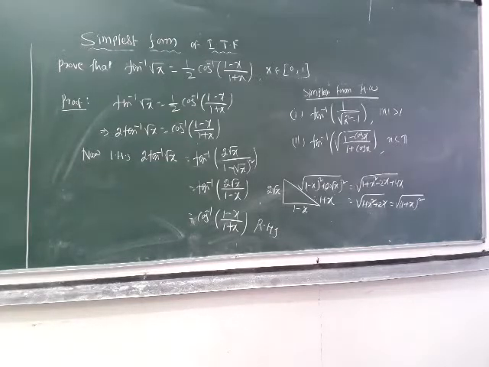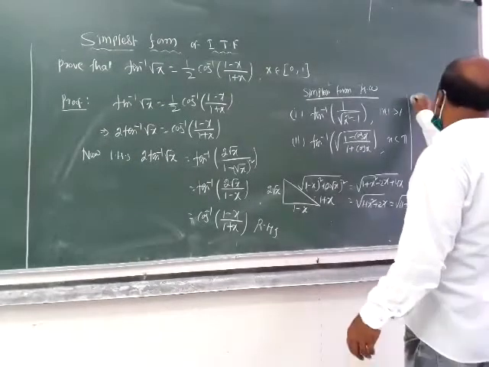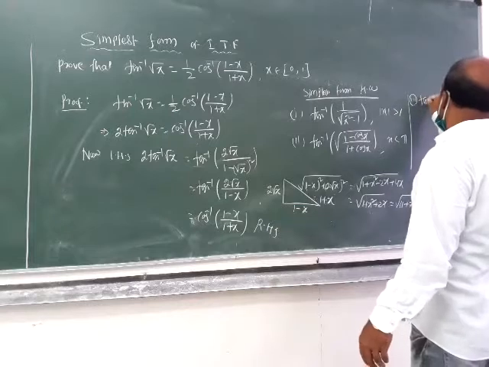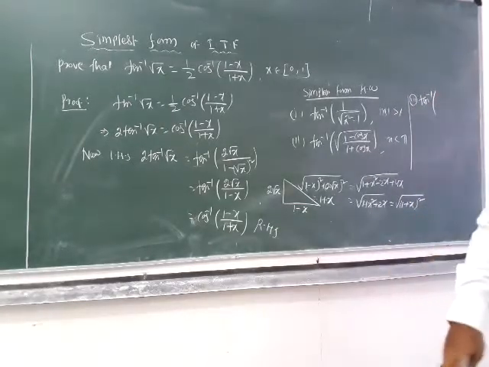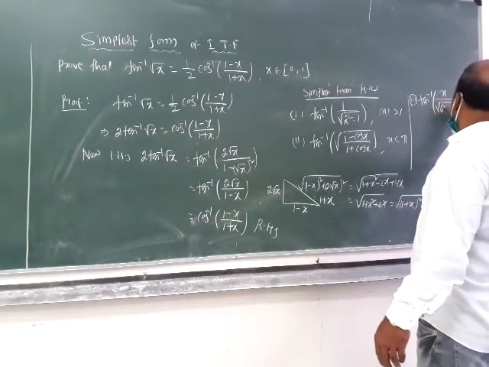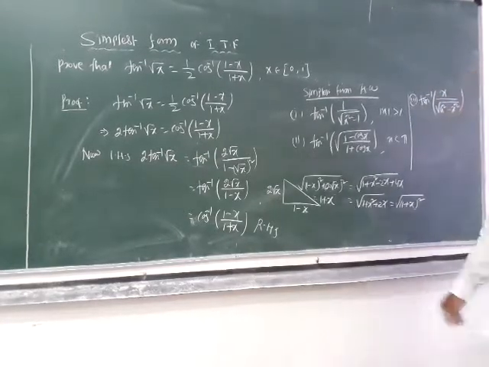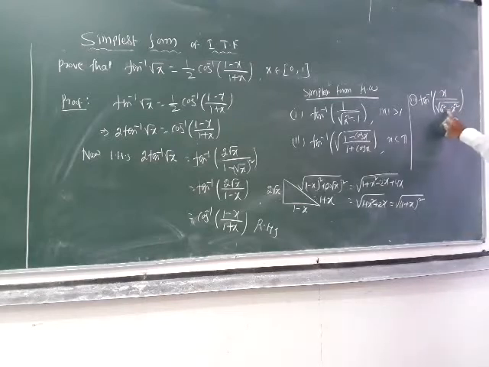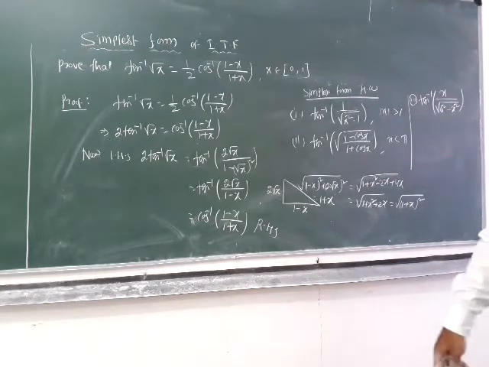And the third question: tan inverse of x by under root of a square minus x square. Here a square minus x square is there, so you have to substitute x is equal to a sin theta, because a square is there. Clear?